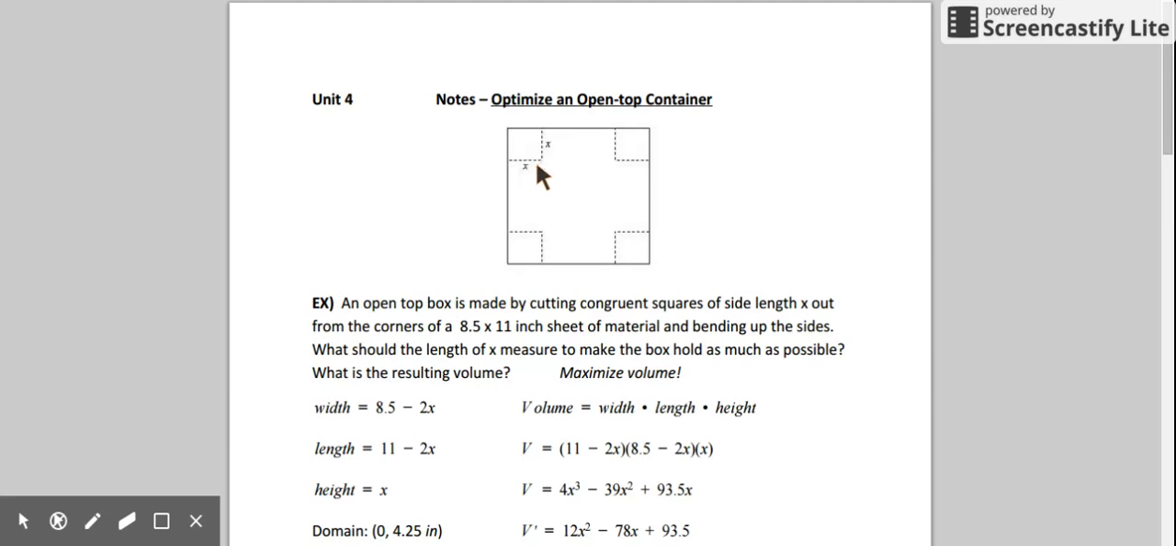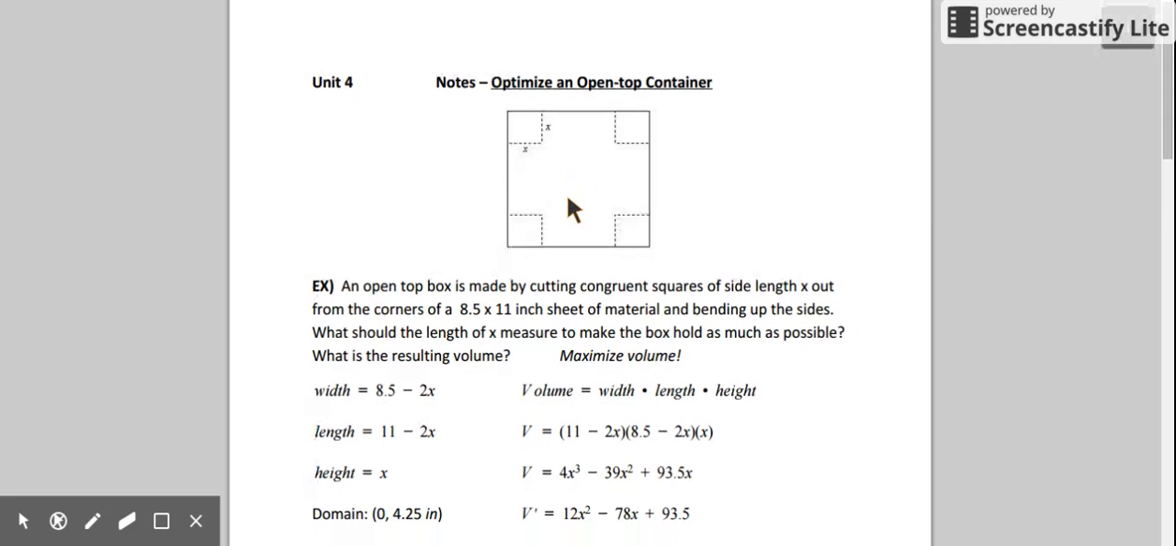So we're going to be cutting out squares from the corners and then folding up the resulting sides, and that will give us a shoebox type figure without a lid. So we want to maximize the volume, find out what's the most amount of space that we can hold in that open top box by cutting out squares from the corners, and then we'll find the resulting volume.